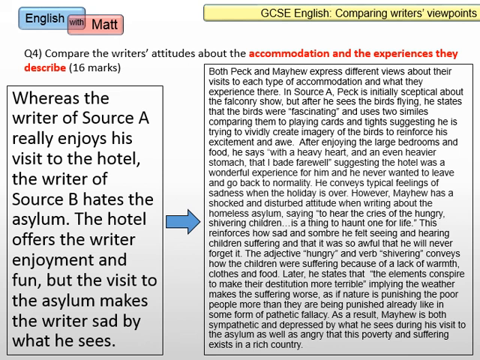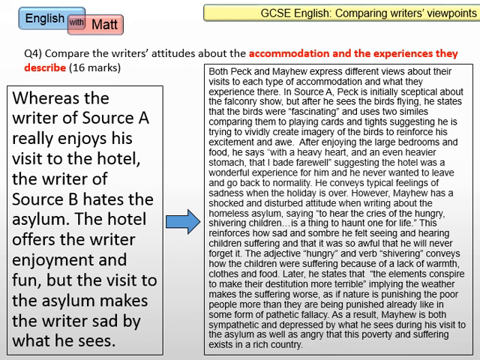So on the right hand side, I have developed it into at least a grade 4 response. I'm just going to read through this and I'm going to highlight what makes it effective in relation to the mark scheme. Okay. So both Peck and Mayhew express different views about their visits to each type of accommodation and what they experience there. In source A, Peck is initially sceptical about the falconry show, but after he sees the birds flying, he states that the birds were fascinating and uses two similes, comparing them to playing cards and tights, suggesting he is trying to vividly create imagery of the birds to reinforce his excitement and awe.